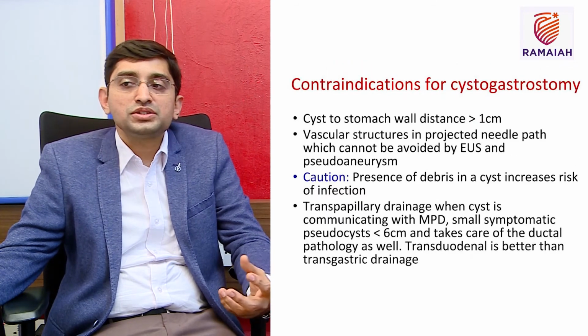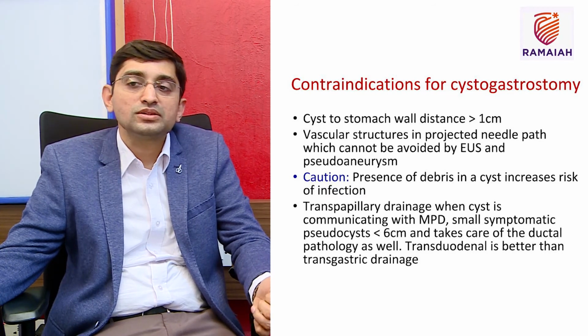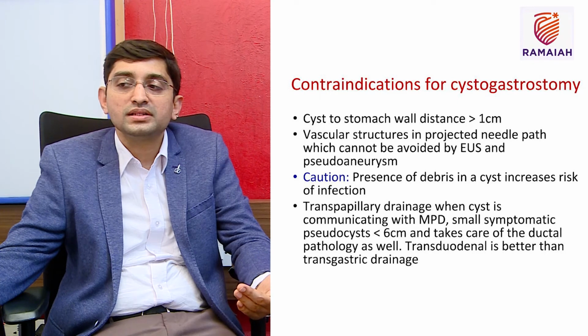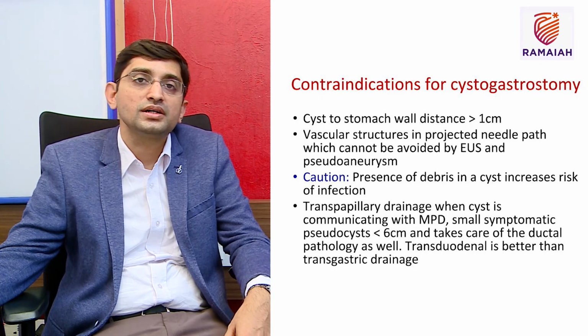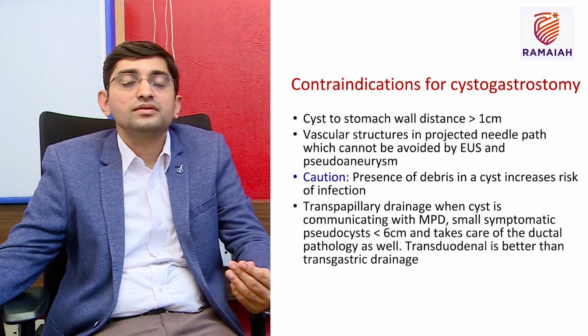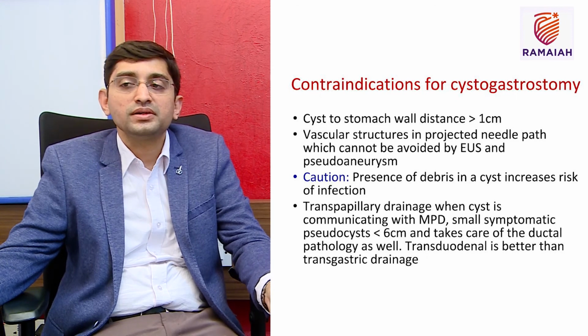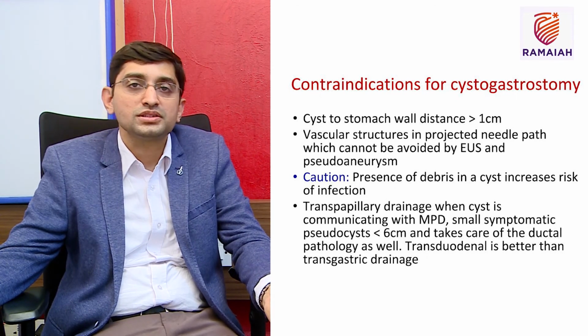Whenever the cyst to stomach wall distance is more than a centimeter, vascular structures are projected in between, there is a chance of bleed, or the debris within the cyst is much more, there is a high chance of infection. We should always ensure what the ideal time is, and only in a symptomatic cyst are we going to go for a cystogastrostomy.